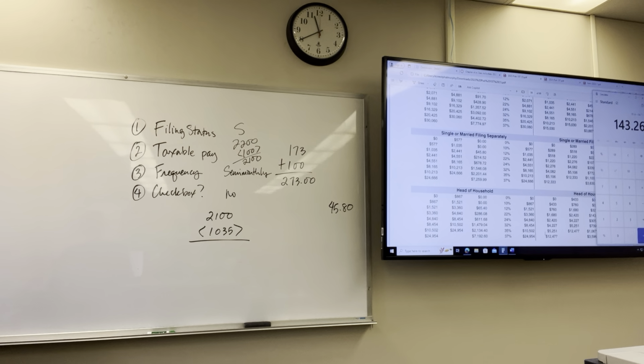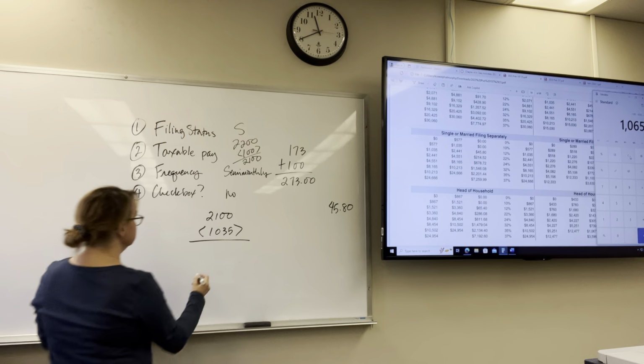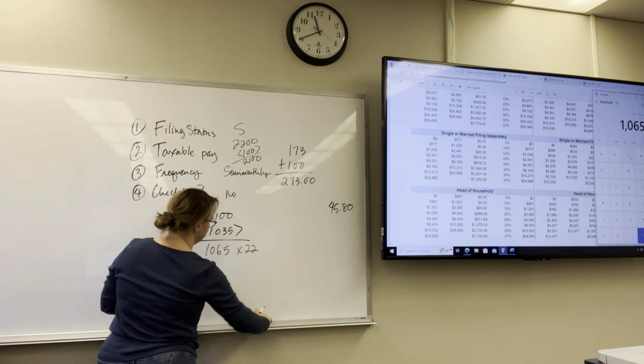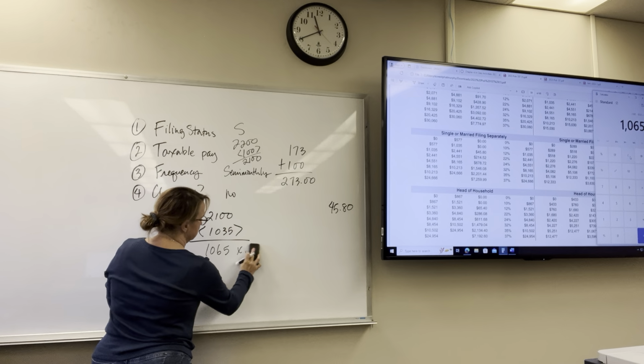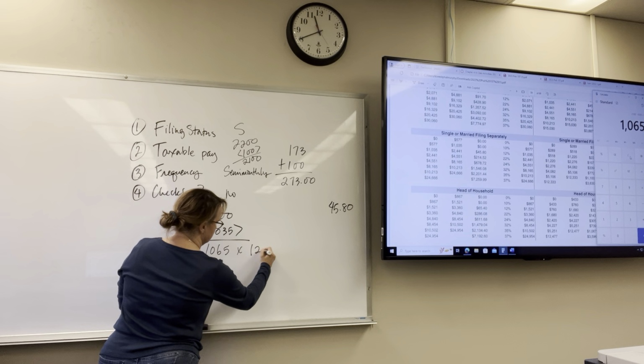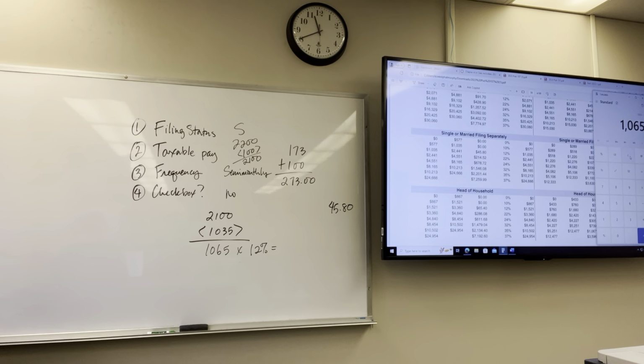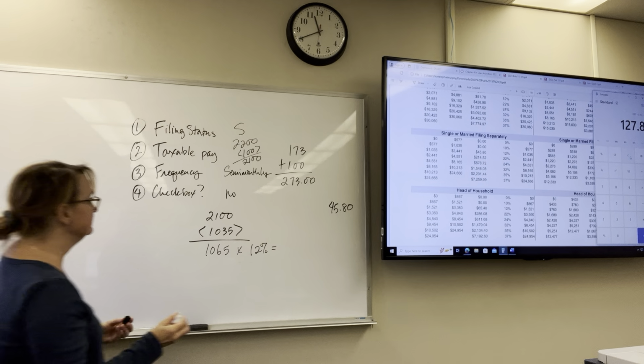Calculator up here. Oops. 2,100 minus 1,035, times 22%, I'm sorry, 12%, wrong percentage. That's $127.80.